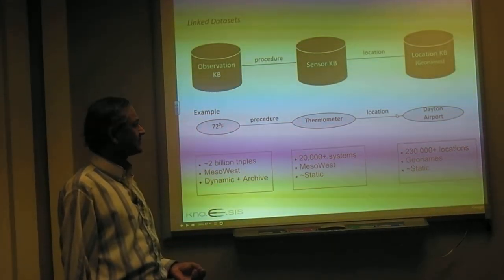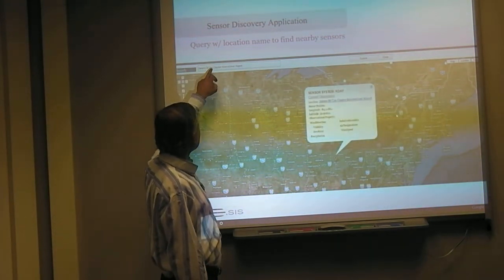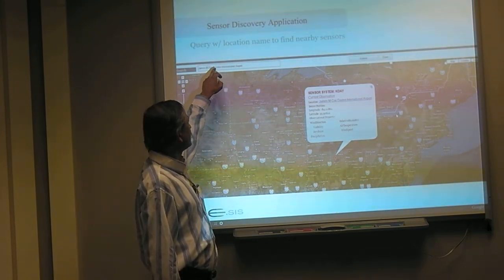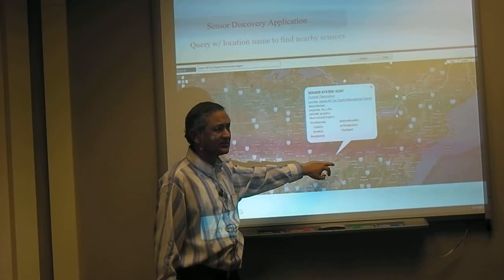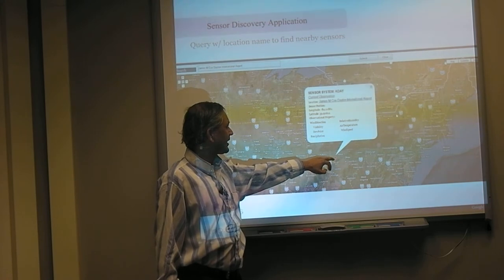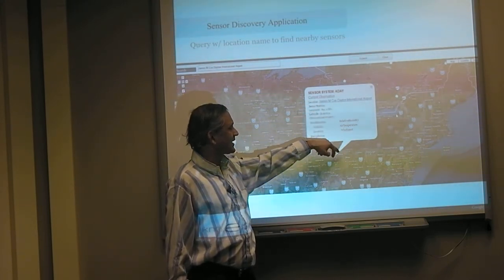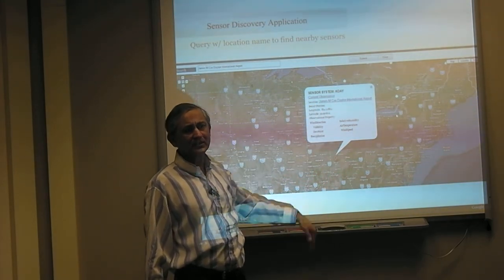to get sensor data. Here, in this case, I can start typing a name, and based on the name, the system will map it to particular locations, show those locations on the map, and allow you to directly access the data that the station is reporting, in real time or historically, either way.